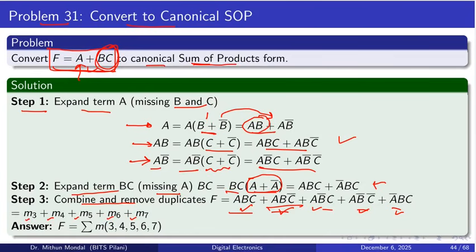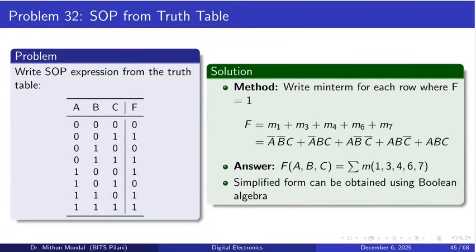And since we have to represent this in the sum of product form, we can represent this as a summation, and then m is the index, with brackets containing all the indexes present in this particular expression.